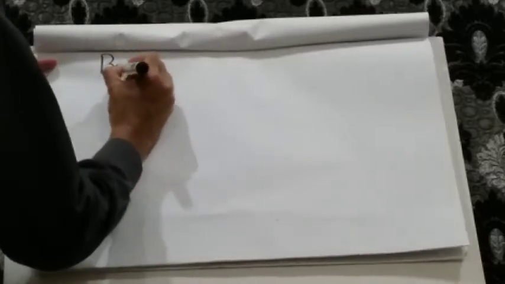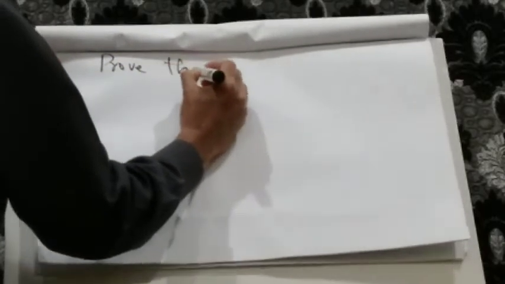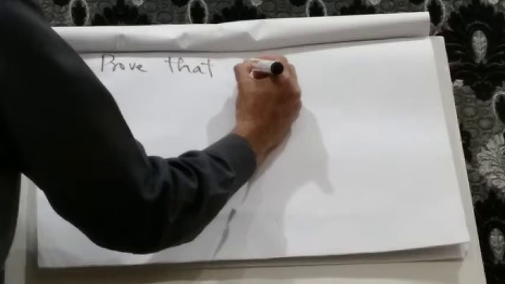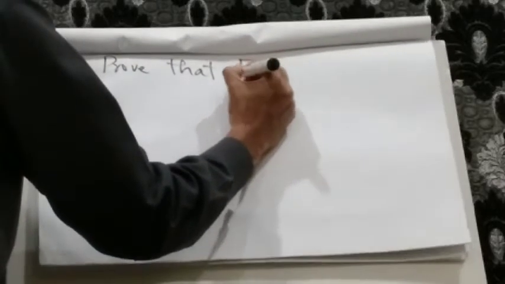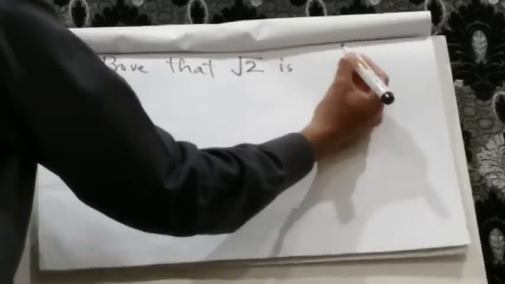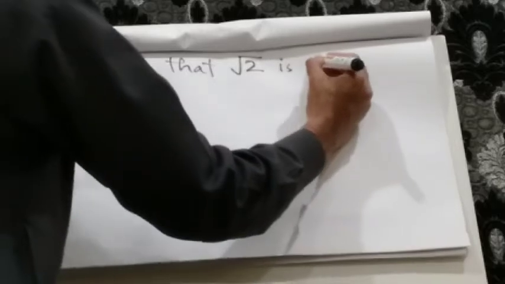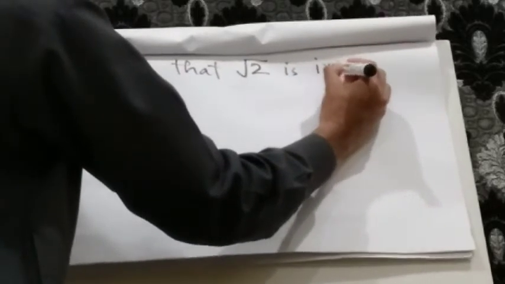The next example is slightly different, where we don't have two sides which we need to compare with each other. Rather, it's just one statement that we want to prove: that under root 2 is irrational.